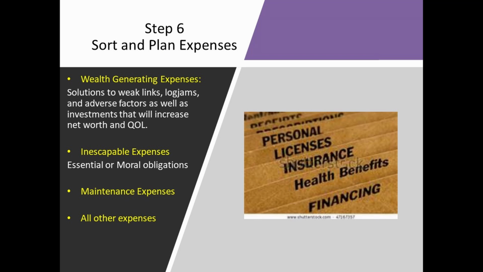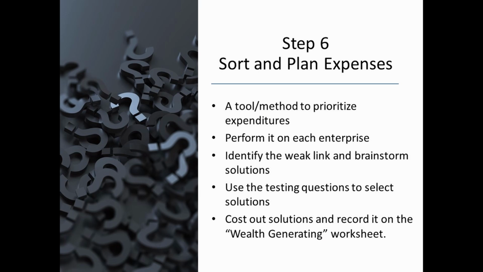Here we list some of your expenses. You have wealth-generating expenses. We need to make sure that we can have a solution for the weak links and log jams and adverse factors that we're running into. That way, we can get a better quality of life by generating wealth. You have inescapable expenses, things that are essential or moral obligations, such as taxes, or maybe your medical insurance. We have maintenance expenses for the farm and for the enterprise, and then all other expenses. Be sure to perform this expense recording for each enterprise.